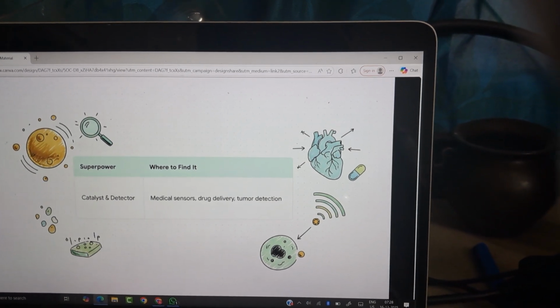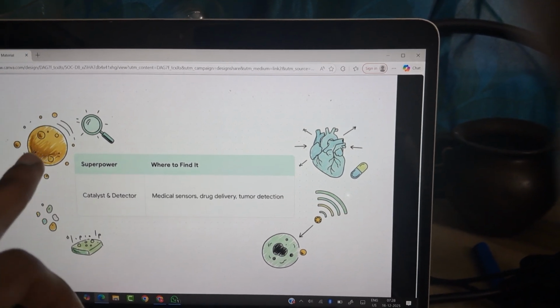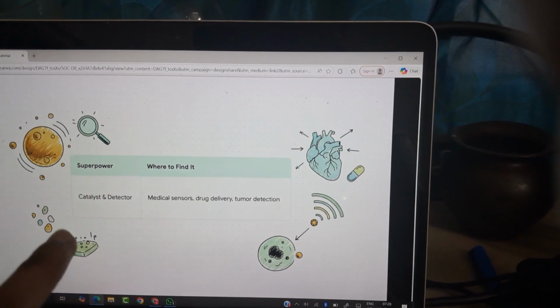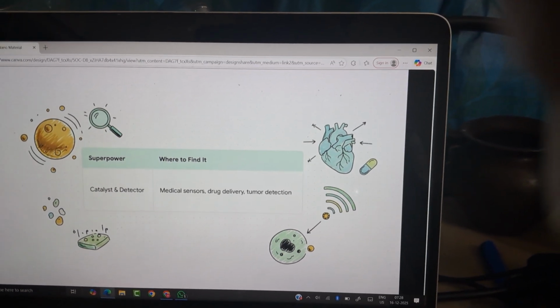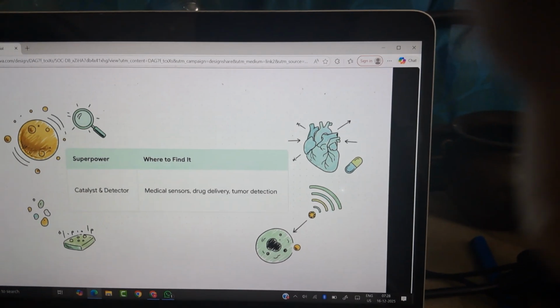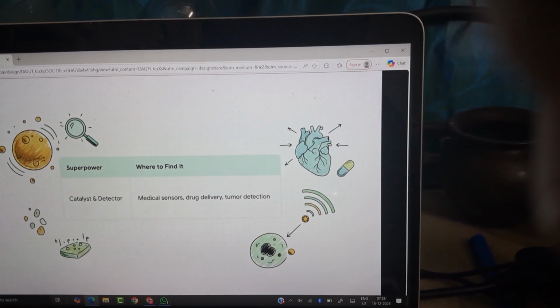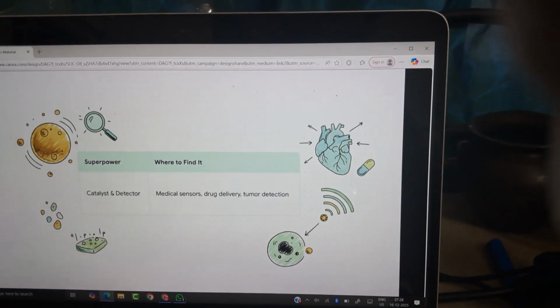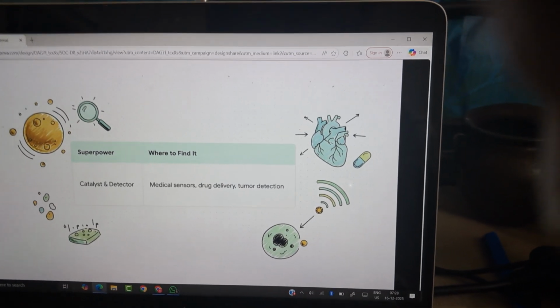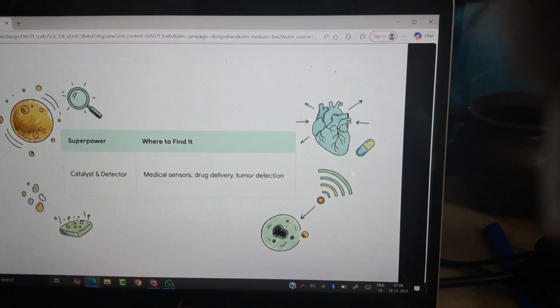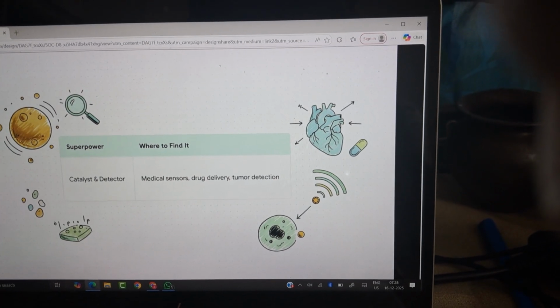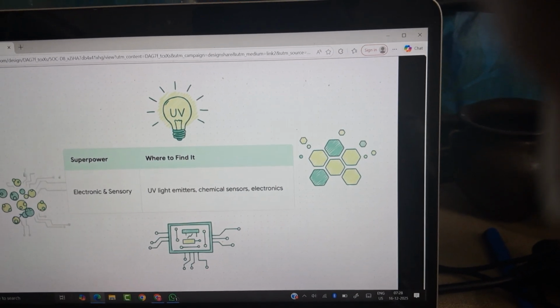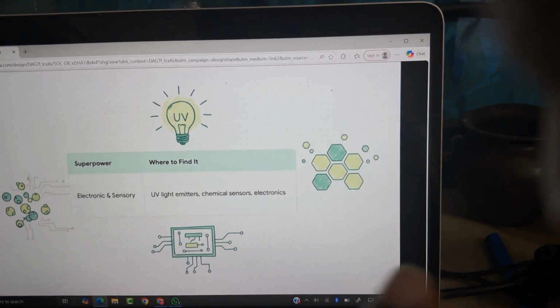And next are gold nanoparticles. Gold nanoparticles act as a good catalyst, and they also act as a detector. Why a detector? Because they will detect the tumor and destroy the tumor. To destroy the tumor, we need detection, right? We need to detect the tumor. To detect the tumor, gold nanoparticles are used.